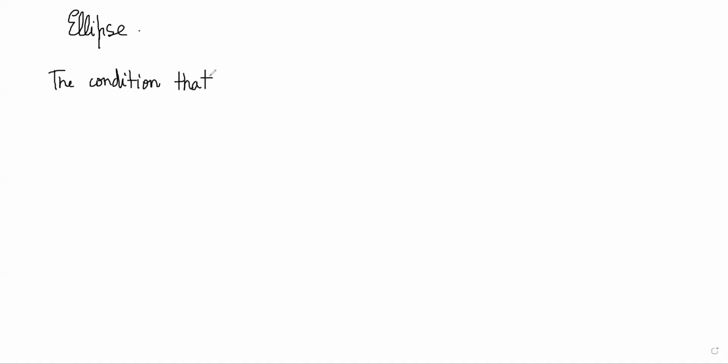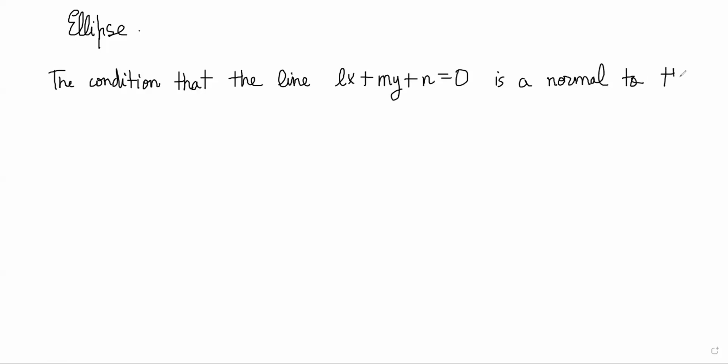that the line Lx plus my plus n equals 0 is a normal to the ellipse x square by a square plus y square by b square equals 1. So how do we find a condition for this?